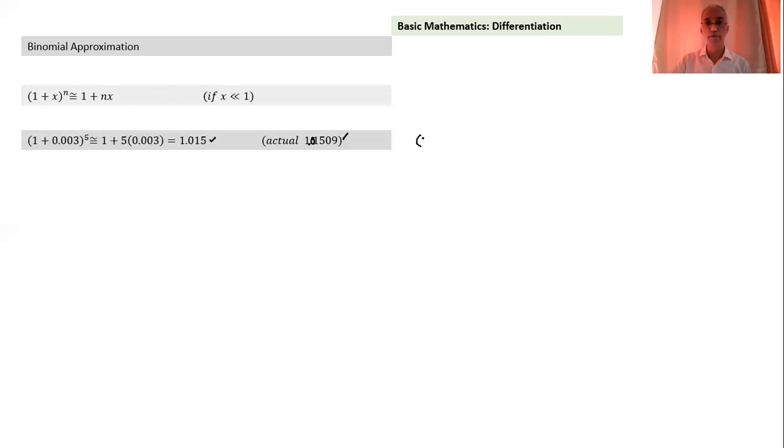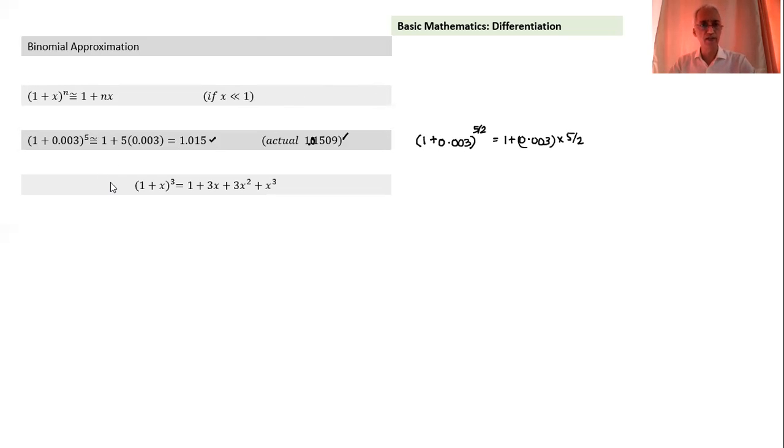So if you have to find something like 1 plus 0.003 raised to the power 5 by 2, what will this value be equal to? It will be 1 plus 0.003, sorry, I will write it, into 5 by 2. That's the approximate value of this expression. We'll use it in the next derivation. That's why I'm discussing it. But this has a very wide application.